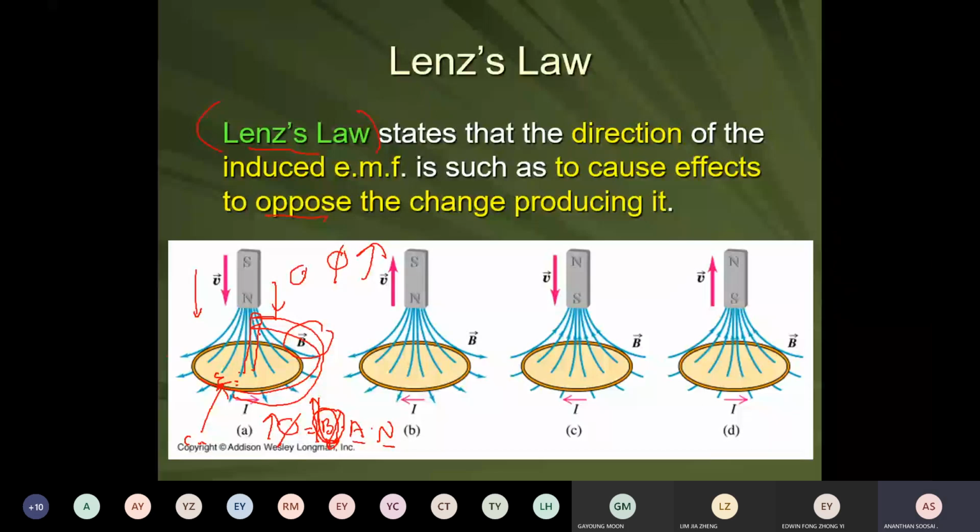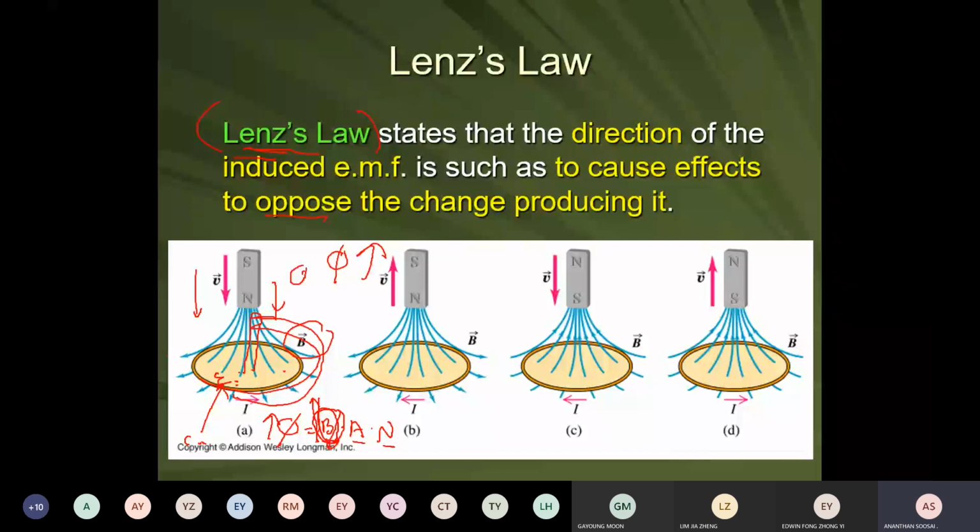So this is based on Lenz's law. The direction of the current flow, the direction of the EMF induced, is such as to oppose the change which produces it. In other words, it's against the creator. It doesn't like to be created. If the current comes out, it can oppose the change. What type of change here? Either flux is rising, which means the current will try to decrease the flux, or if the flux is decreasing, it will raise the flux.